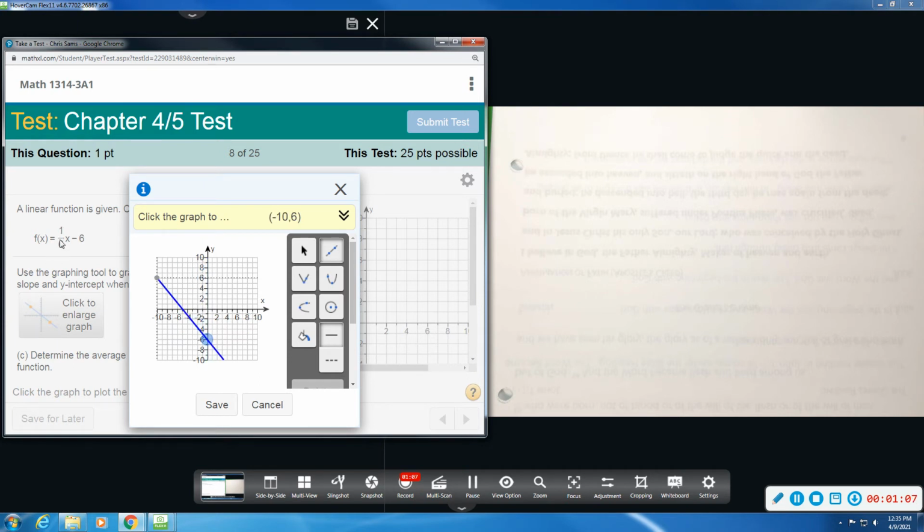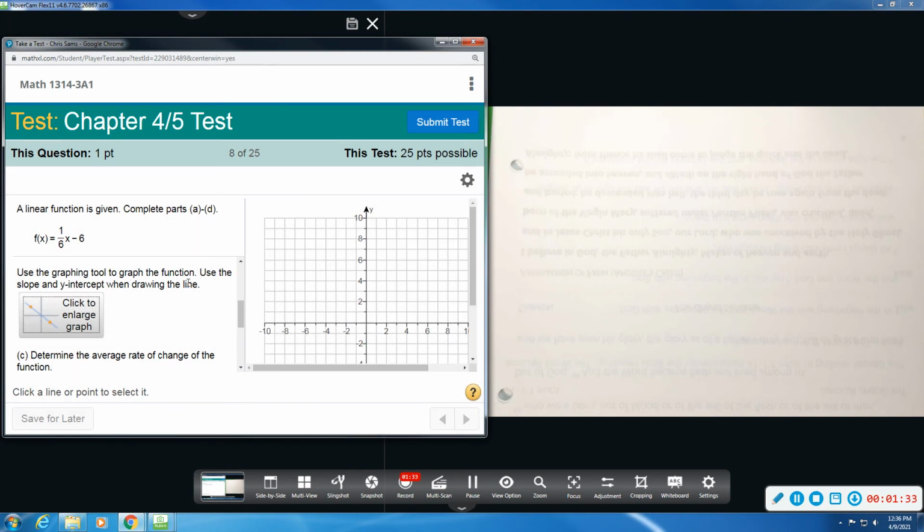And then from there, we're going to use our slope. So rise over run. The top number tells us how much to go up. So we go up 1 unit, and then we go right 6 units. Is that right? Up 1, right 6. There we go. Once you do that, we have it graphed, and then we click save.